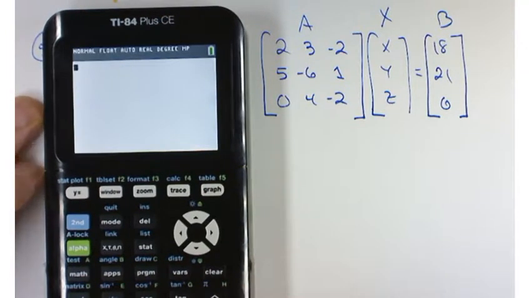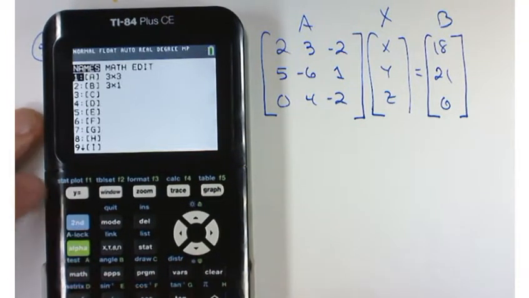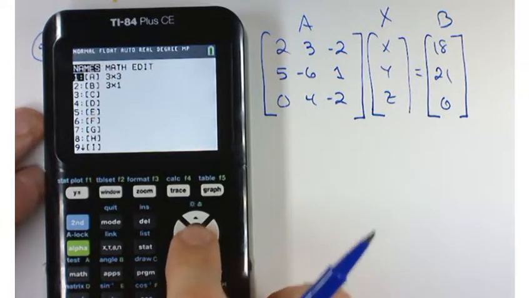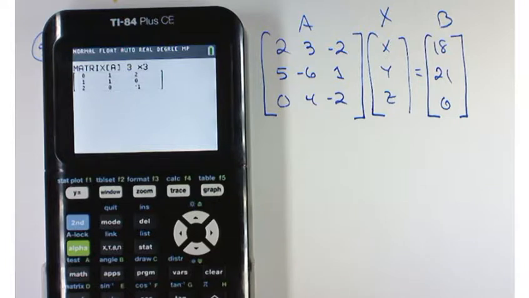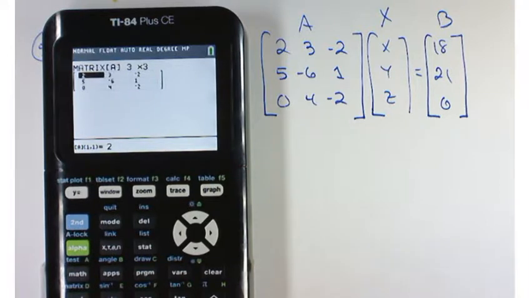So I'll clear everything out. Second, and then the matrix menu, or second X inverse. Go over to edit. Matrix A is still a 3 by 3 matrix, so that's good. We just need to type in 2, 3, -2, 5, -6, and 1, 0, 4, and -2. Yay. So that's matrix A.